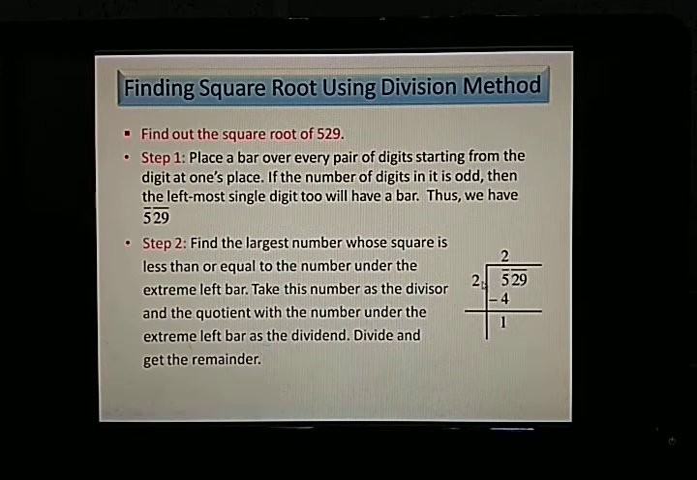Then we multiply that same number with the divisor, that is 2 into 2, so we get 4. Then simple division, we take the remainder: 5 minus 4 is 1. Clear this much? Whatever number we take as the divisor, we multiply it with the same number, that is, we take its square. So 2 into 2 is 4. We got remainder 1.